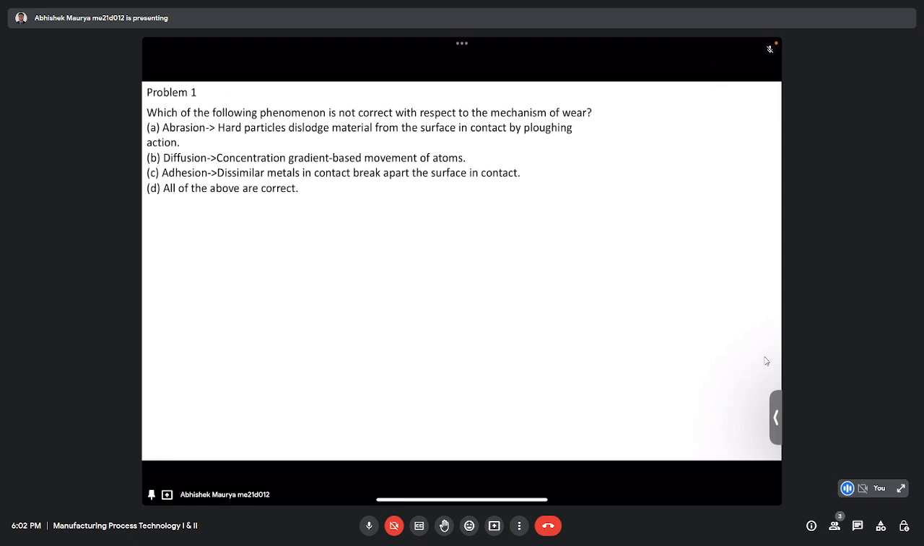So this is problem one. Please read the problem and first try to solve it by yourself, and after that we will discuss it together. So please read it and you can give your answer in the chat box.